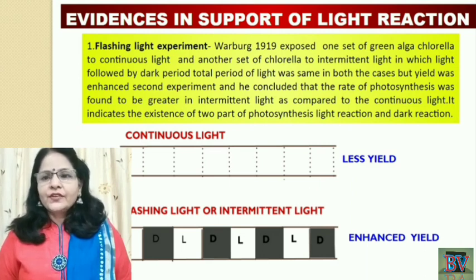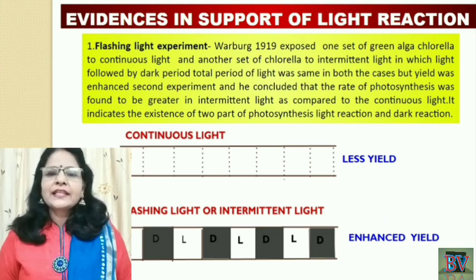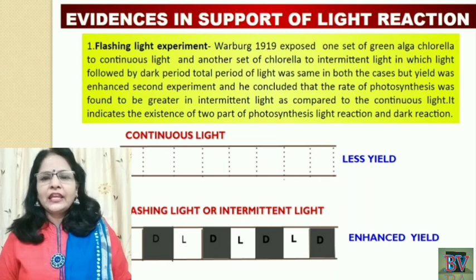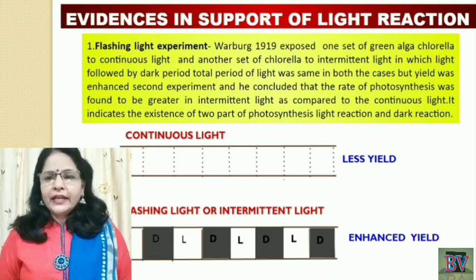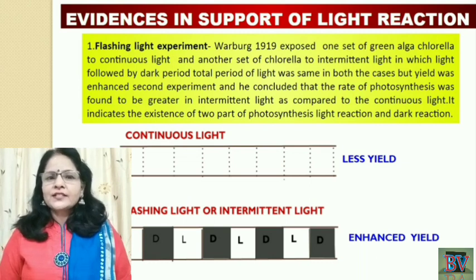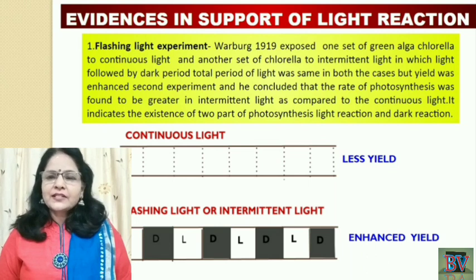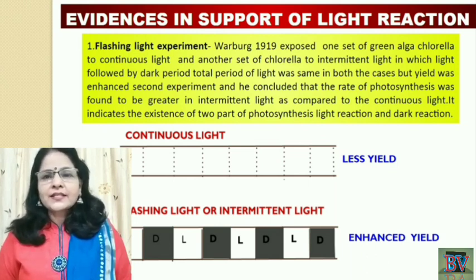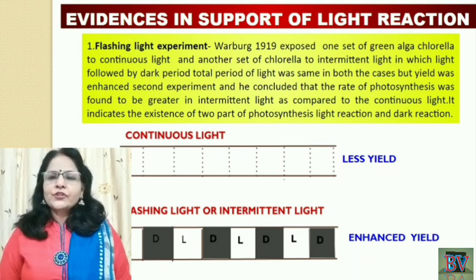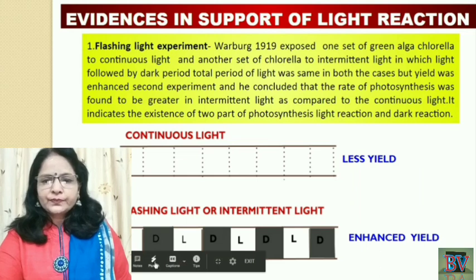He observed that the yield was different in both cases. Yield was enhanced in the second experiment, in which he gave intermittent light. He concluded that the rate of photosynthesis was greater in intermittent light as compared to continuous light. It indicates the existence of two parts of photosynthesis, light reaction and dark reaction.